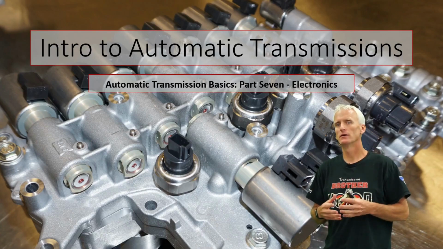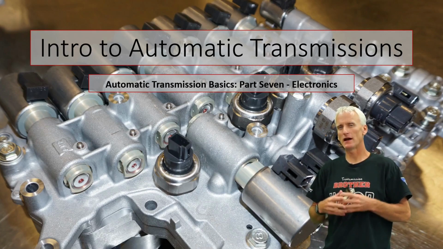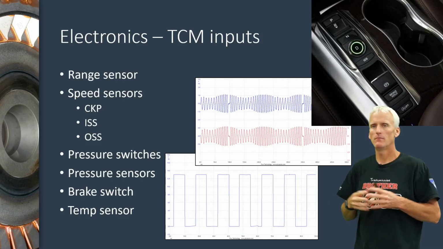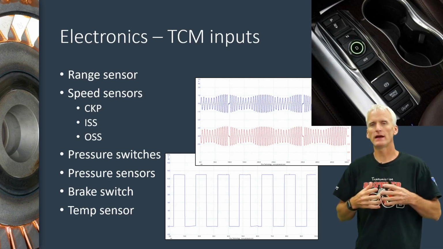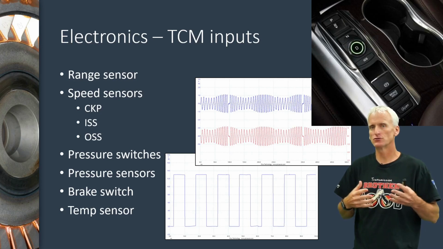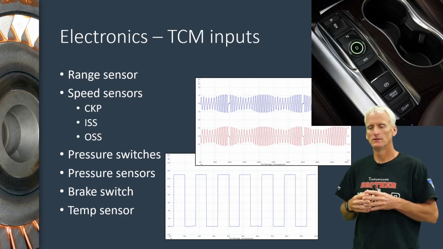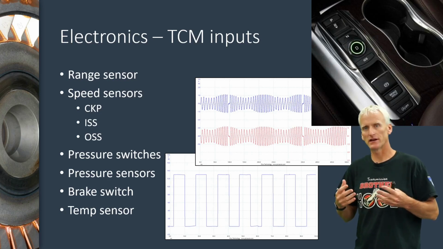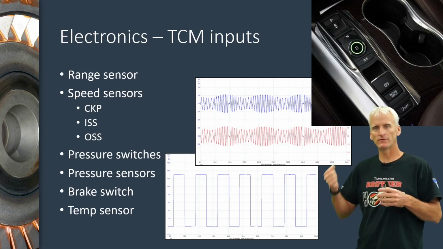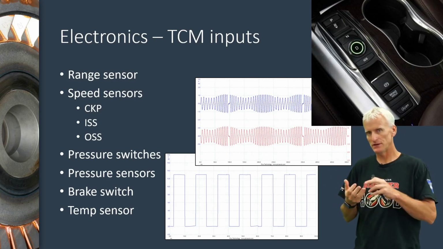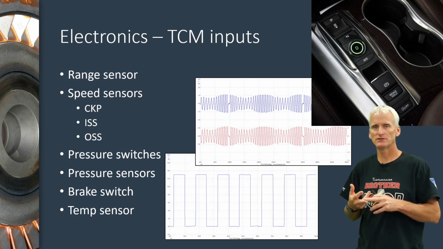In this last part of the 7-part series, we're going to look at how electronics play a role in the basic automatic transmission. Modern transmissions today integrate a lot of electronic control. We have a variety of different inputs that provide information to a computer, a powertrain control module, a transmission control module. The different inputs that might affect transmission operation are going to be things like a range sensor that's going to provide information on what gear I've selected, speed sensors, things like input shaft speed, output shaft speed, crankshaft speed.